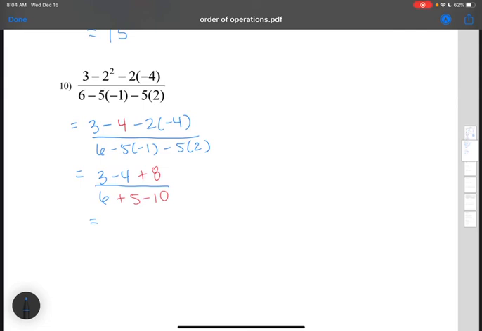Now I'm going to add across the top. I'm going to do this all in one thing, right? Because addition and subtraction are all at the same level. So hopefully it's not too bad for you. Okay, so I'm going to do 3 minus 4. I'm just going to keep track of it in my head as a negative 1 plus that 8. So negative 1 plus 8, I would be at 7. Over 6 plus 5 would be 11. And 11 minus 10 would be 1. And remember, anything over 1 is really just itself, right? So our final answer is just 7.